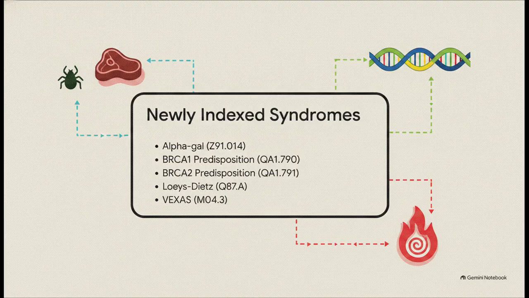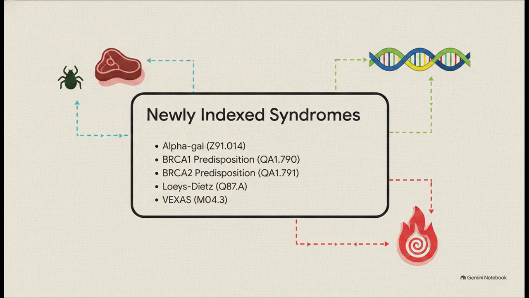And hey, PANS isn't the only one making its debut. Genetic and autoimmune syndromes are practically taking over the index this year. They're introducing highly specific, newly recognized syndromes that you're going to need to commit to memory. We've got alpha-gal syndrome, that's the tick-borne meat allergy, now indexed right at Z91.014. We have explicit new indexing for BRCA1 and BRCA2 cancer predispositions, Loeys-Dietz syndrome, Lynch syndrome, and VEXAS, which is a really severe autoinflammatory syndrome that now directly maps to M04.3.